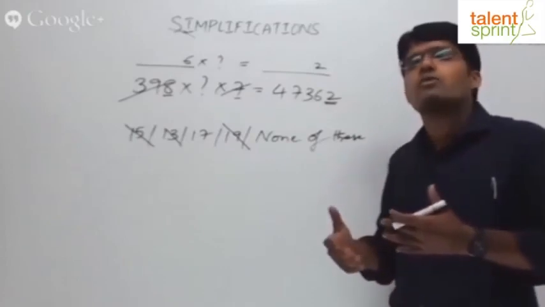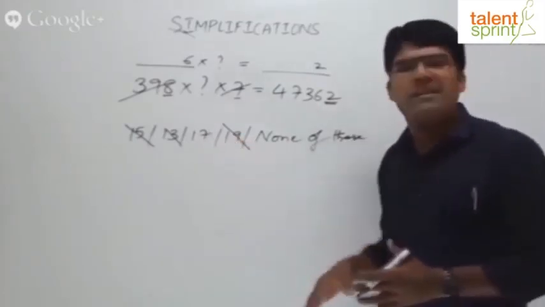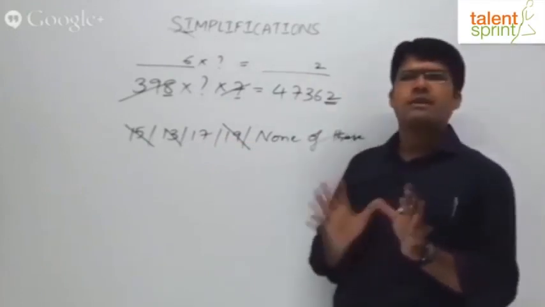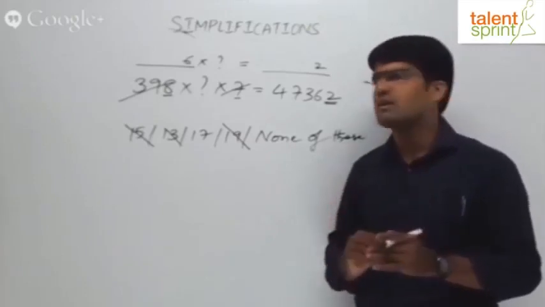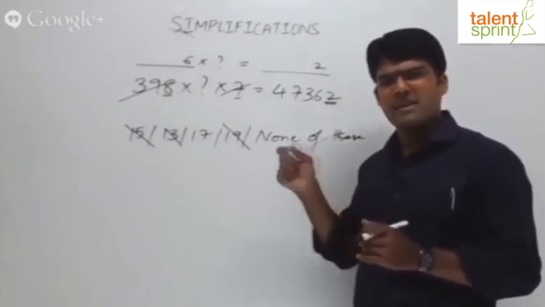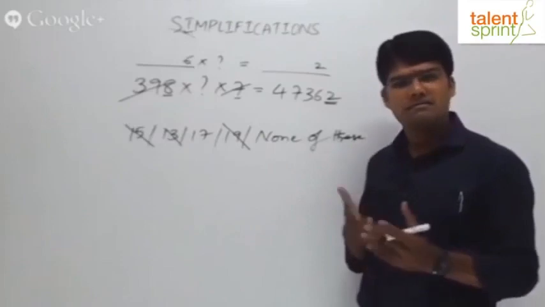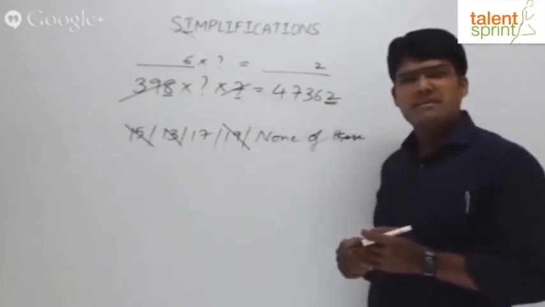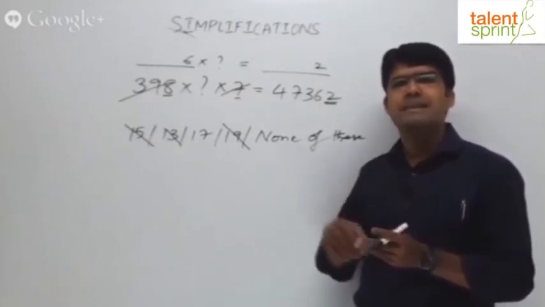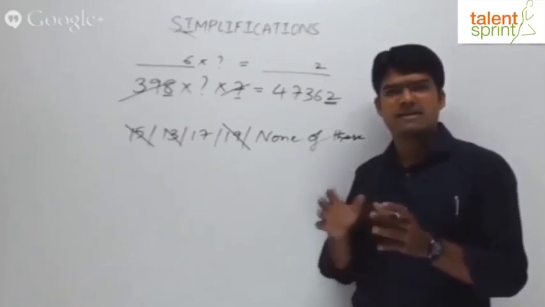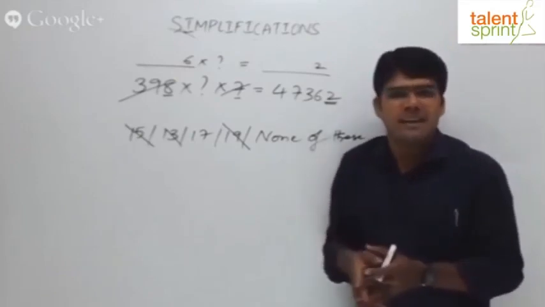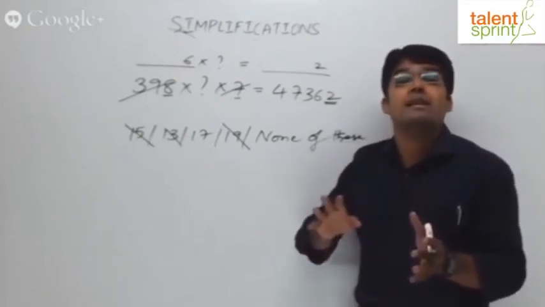And if you want to do some little verification to check whether 17 is possible or not, you can do an approximate calculation. For example, 47,362, can I take it as 48,000 approximately? 48,000, yes or no? 398 is 400. 48,000 divided by 400. How much is that? 120. 48,000 by 400, 120. 120 by 7 is approximately 17. 7 into 17, how much is that? 7 into 17 is 119, approximately 120.